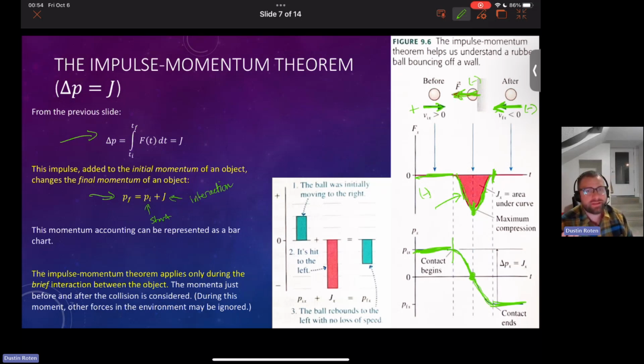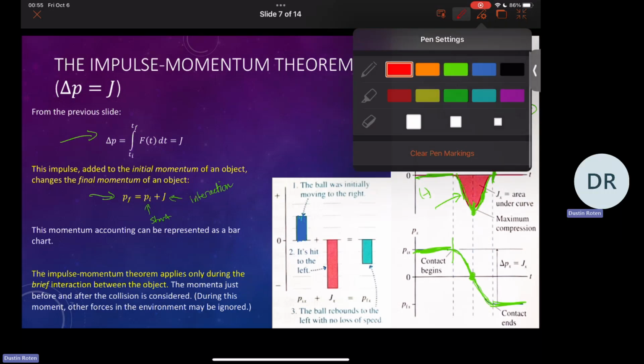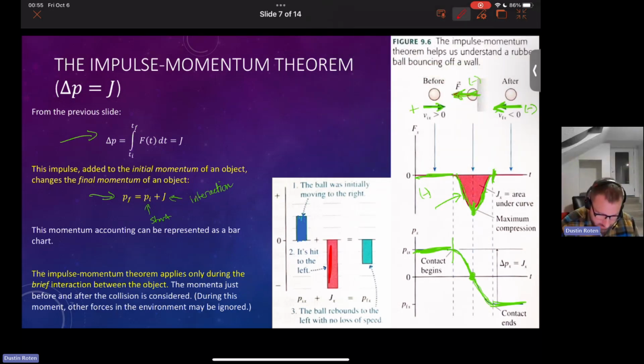And we can actually think about this in terms of a bar chart. So as you can see here, I'll change to blue. As you can see here, we have some positive amount of momentum. Okay, and then we're going to add this negative momentum in the opposite direction. Okay, that's where this comes in. You'll notice it's quite negative. It's a big force. It's a big impulse.